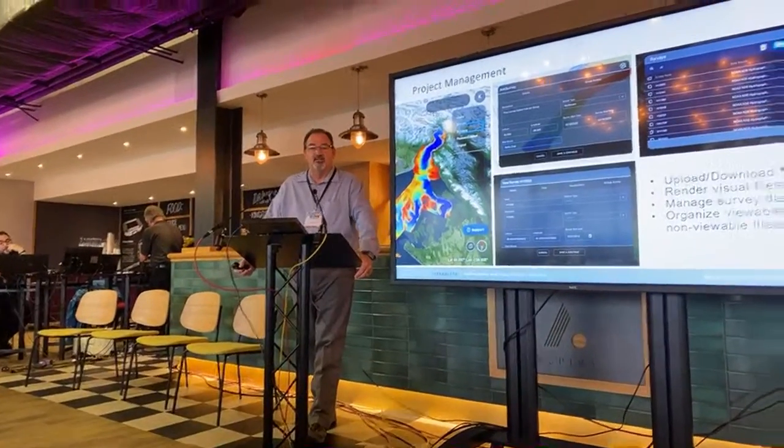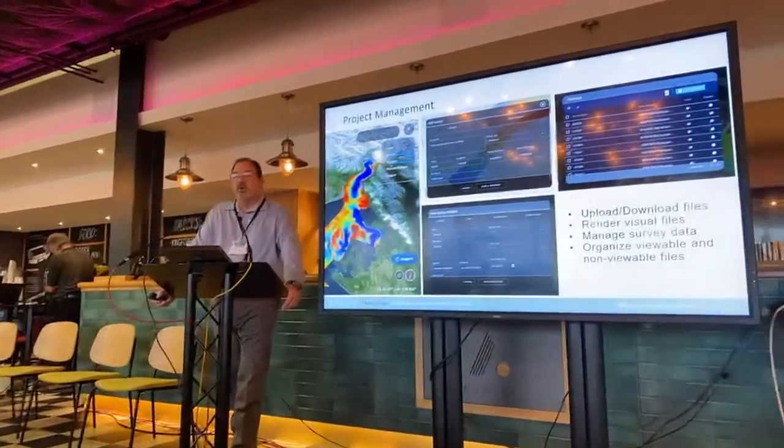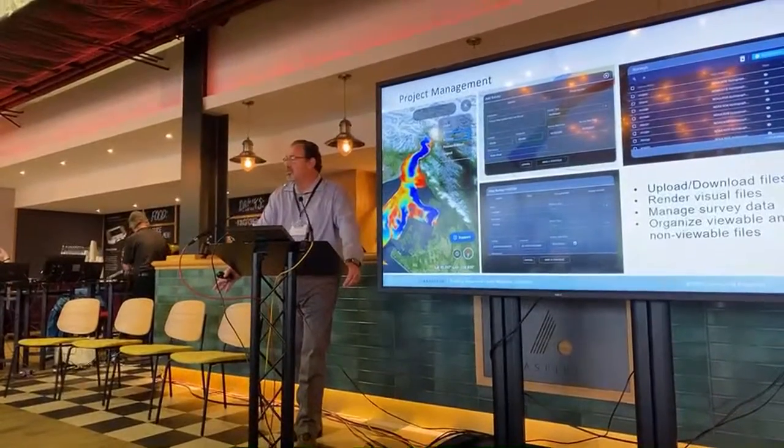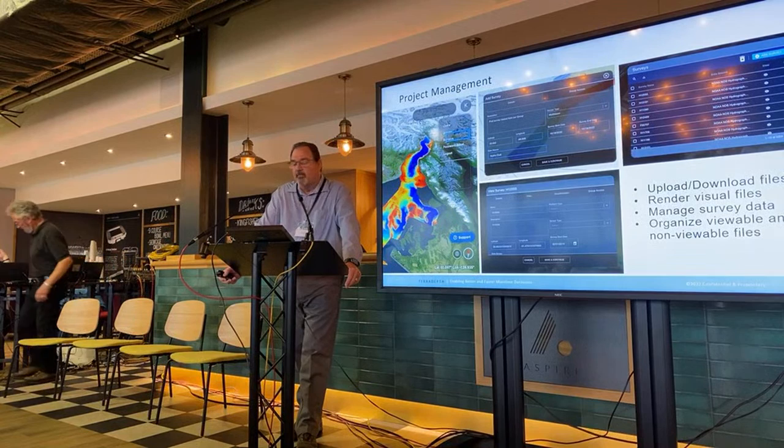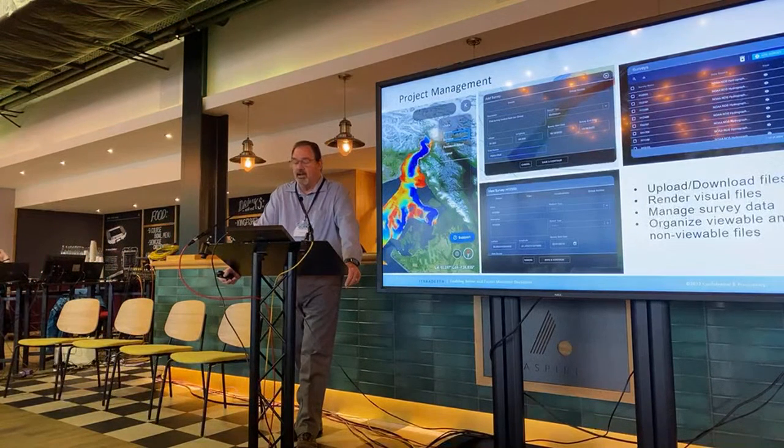Groups have access to those files. So the management capability across is really easy, intuitive, and easy to navigate and manage. The system allows for quick upload and download of data files, and then the rendering of the visual files.